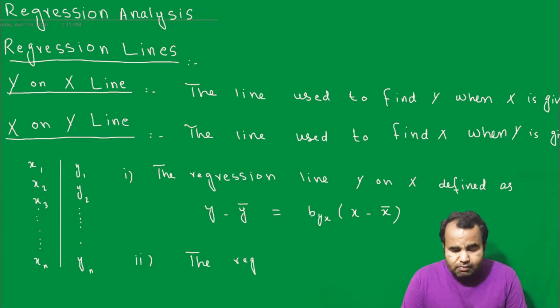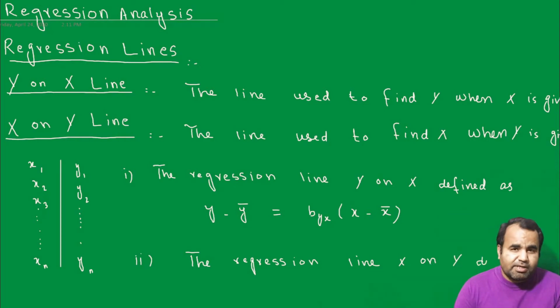Similarly we can find the regression lines. As we have already defined, the regression line y on x is y minus y bar equal to byx into x minus x bar. In the similar fashion we can find the regression line x on y, which is defined as x minus x bar. Remember that when it is the regression line x on y, it will be x minus x bar equal to bxy.